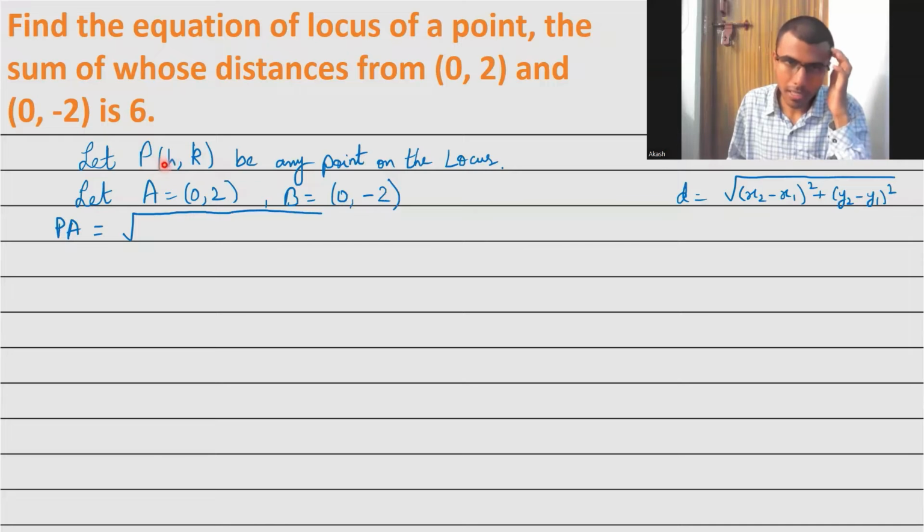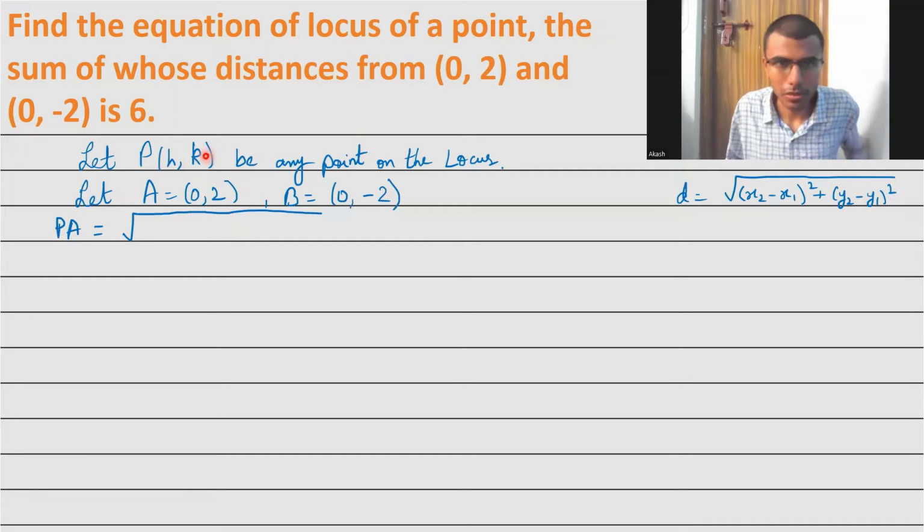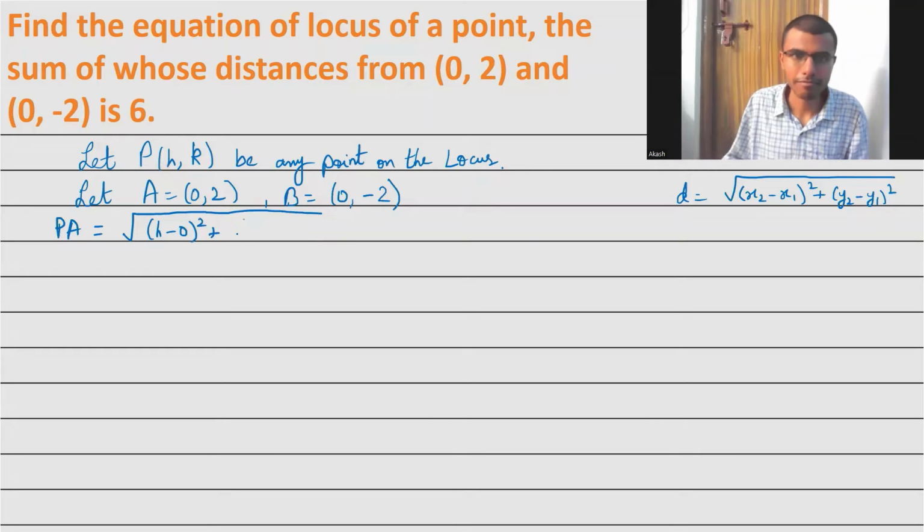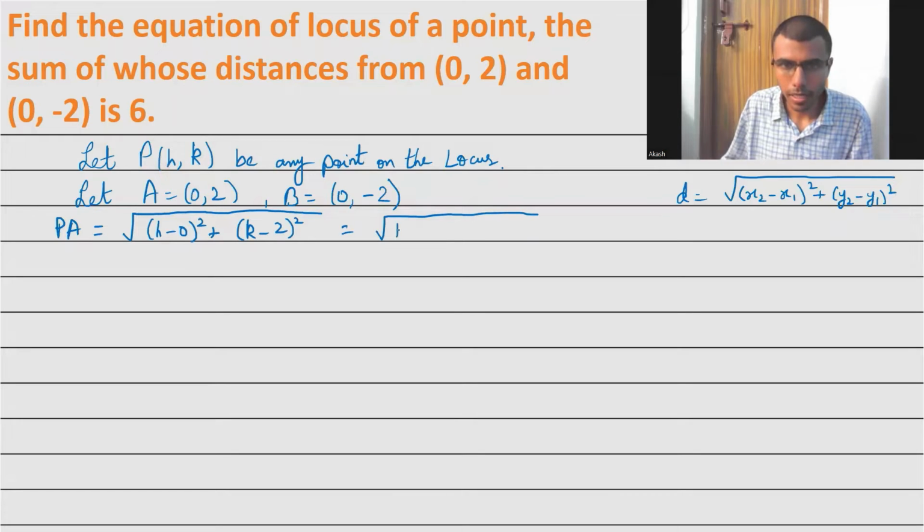I'm going to take h comma k as my x2 y2. So I'd get under root of h minus 0 whole square plus k minus 2 whole square, because this is x2 y2 and x1 y1. Now, this is nothing but under root of h square plus k minus 2 whole square.